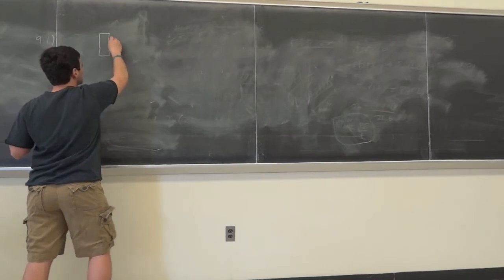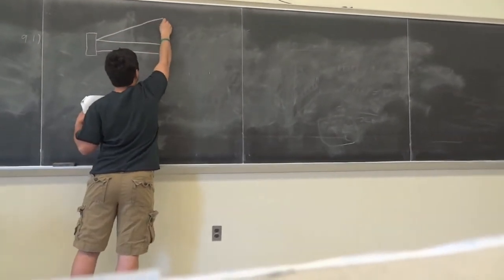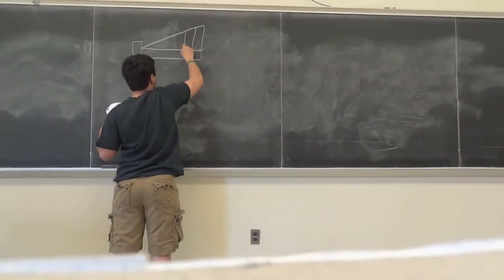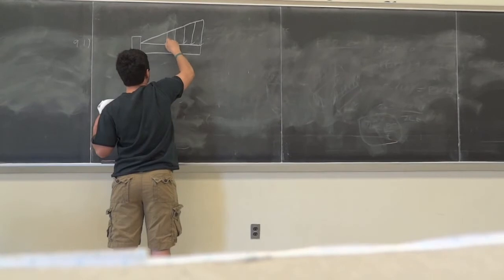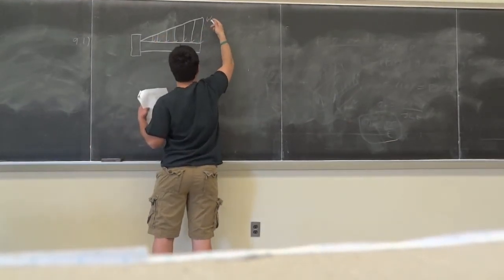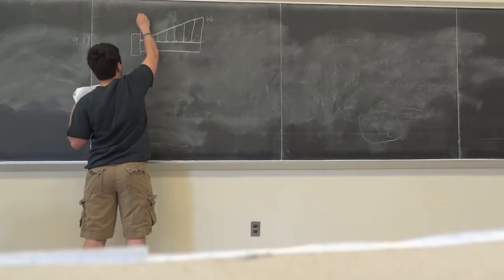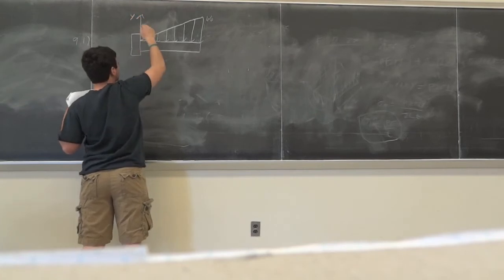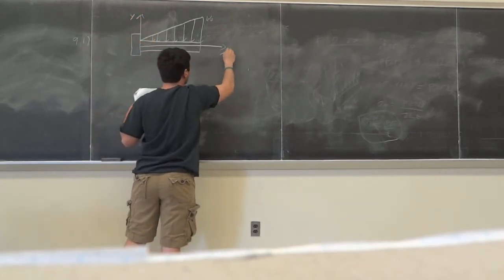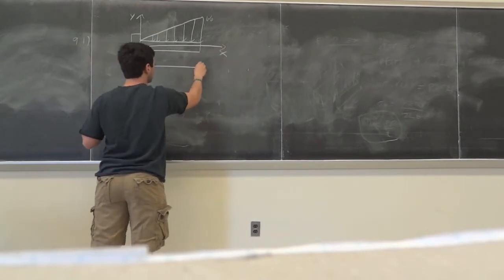I picked this problem because I thought it was a good problem, because a lot of you guys asked me, how do you find W of x if you have a triangular distributed load, so I did this problem. Okay, so they give you the maximum load W naught, and they give you the coordinates where they start the beam. This is y, and this is the x direction. And they give you this length as L.